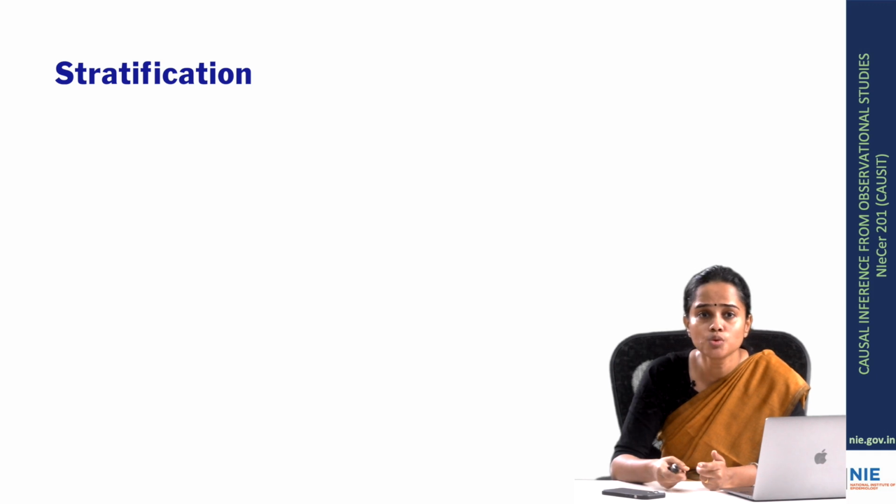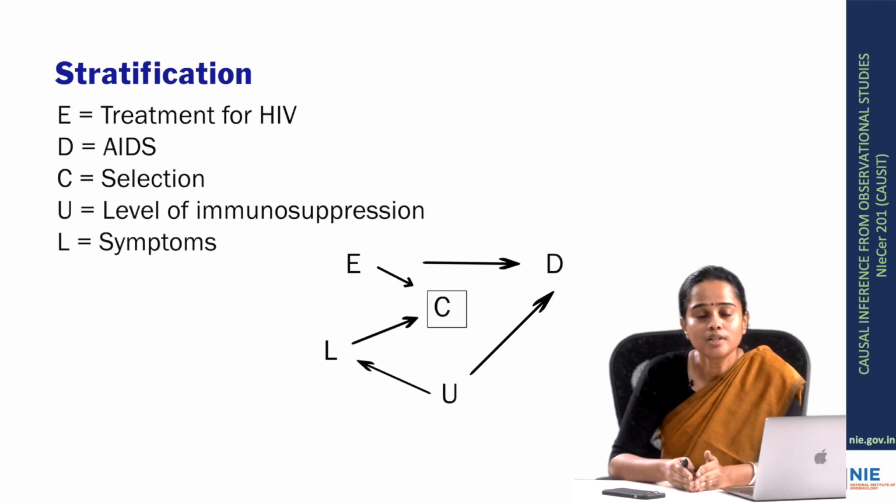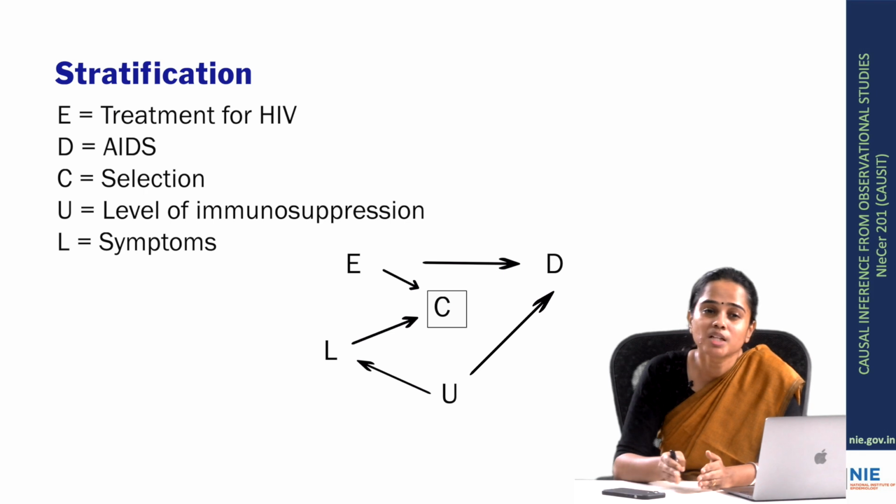This is not something that is very new to you. We have understood stratification from confounding, which means there is a certain variable based on which you will stratify so that inferences of causality are made within specific strata of that variable. Now, take this example: let us say E is treatment for HIV, D is AIDS, U is level of immunosuppression, L is the symptoms, and C is, say, follow-up or loss to follow-up. So you have this type of DAG where there is conditioning on C, which has happened because of the study that you've done. C could be self-selection, C could be loss to follow-up, C could be missing data. When you are conditioning on this factor, we have understood that it opens up a pathway E-L-U-D.